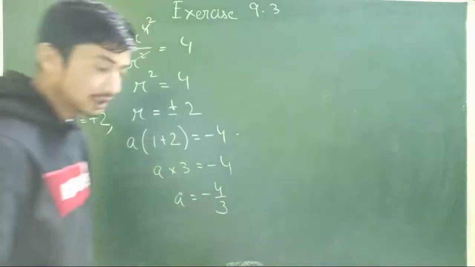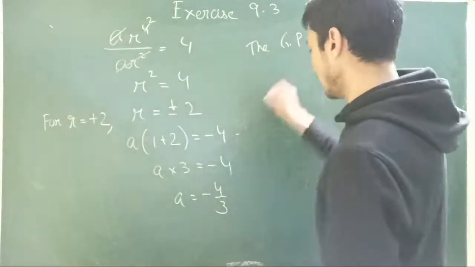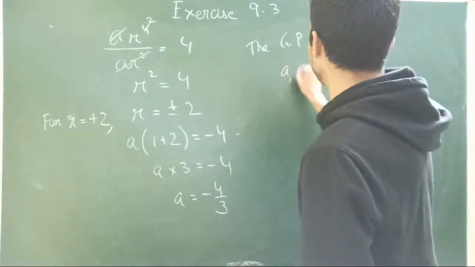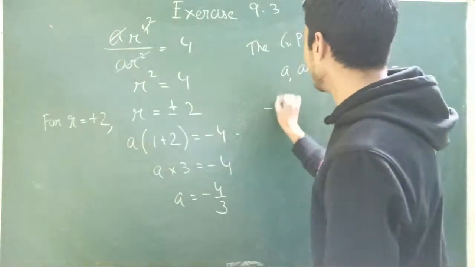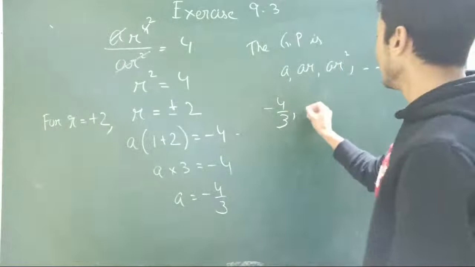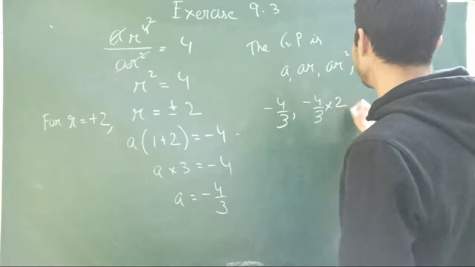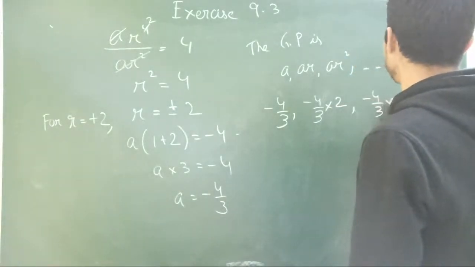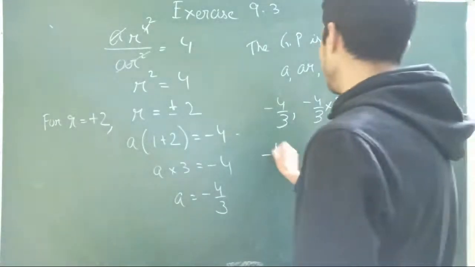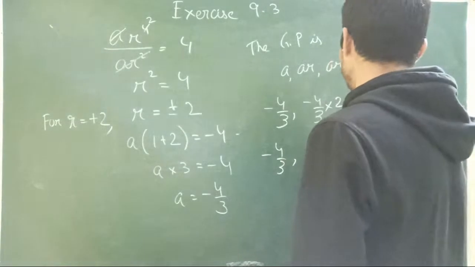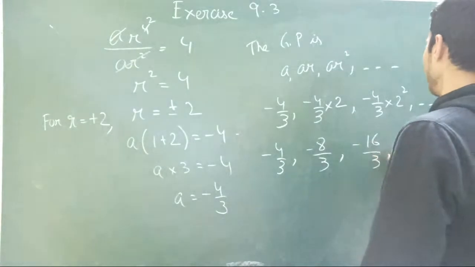Alright, so let's get the GP. In that case, the geometric progression is A, the first term, AR, AR square, and so on. With A equal to minus 4 by 3, that is minus 4 by 3, minus 4 by 3 into 2, minus 4 by 3 into 2 square, and so on. Three terms are enough. So that's minus 4 by 3, minus 8 by 3, and 2 square is 4, so minus 16 by 3, and so on.